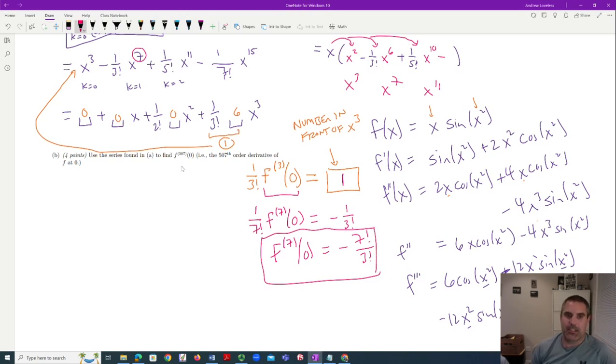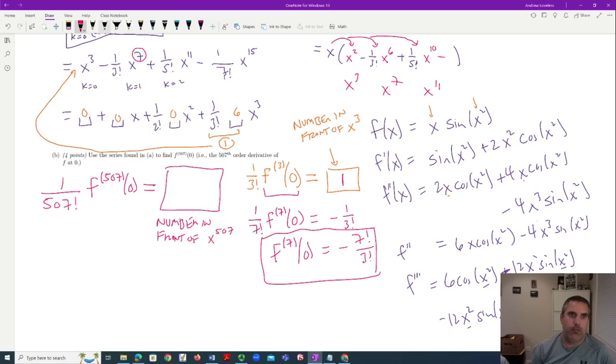Okay, that's not what the question is asking. The question is asking about this. And so here's what you do. You say 1 over 507 factorial, and don't actually calculate that, times the 507th derivative at 0 is equal to, and the thing you need to find is the number, the coefficient in front of x to the 507. Okay, so that was the long explanation of why it works.